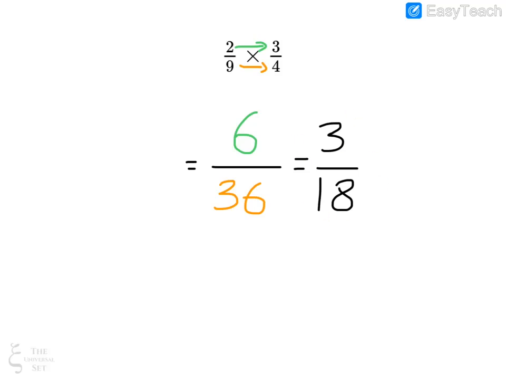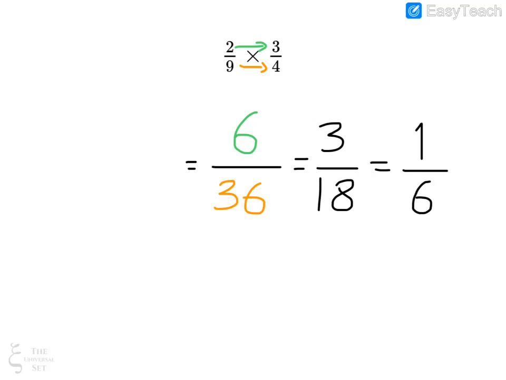What times table has both 3 and 18 in it? Well, those are both in the 3 times table, aren't they? So I could do one more step of simplifying here. How many 3's make 3? 1 of them. How many 3's make 18? 6 of them. So my answer is 1/6.